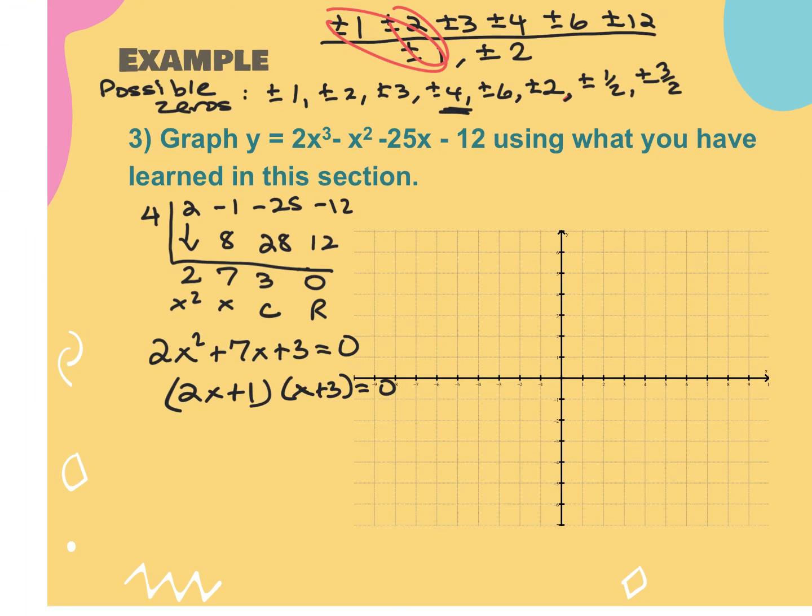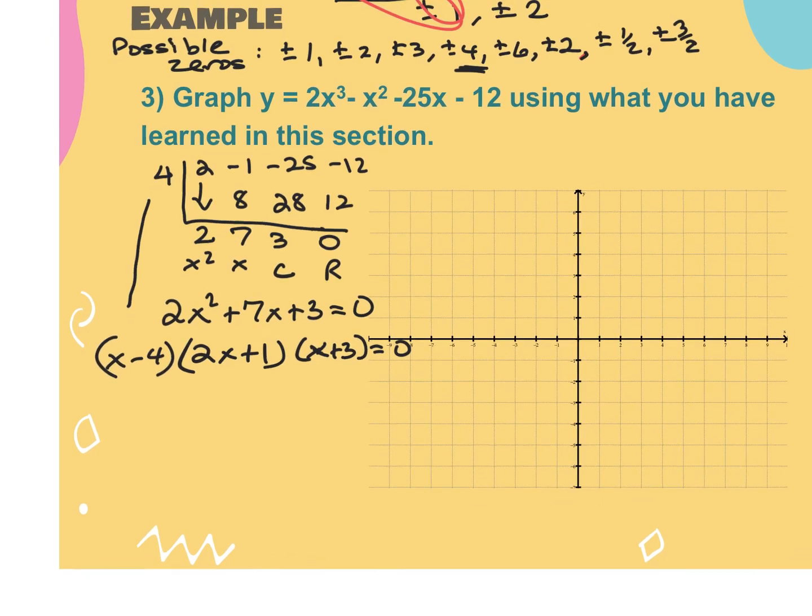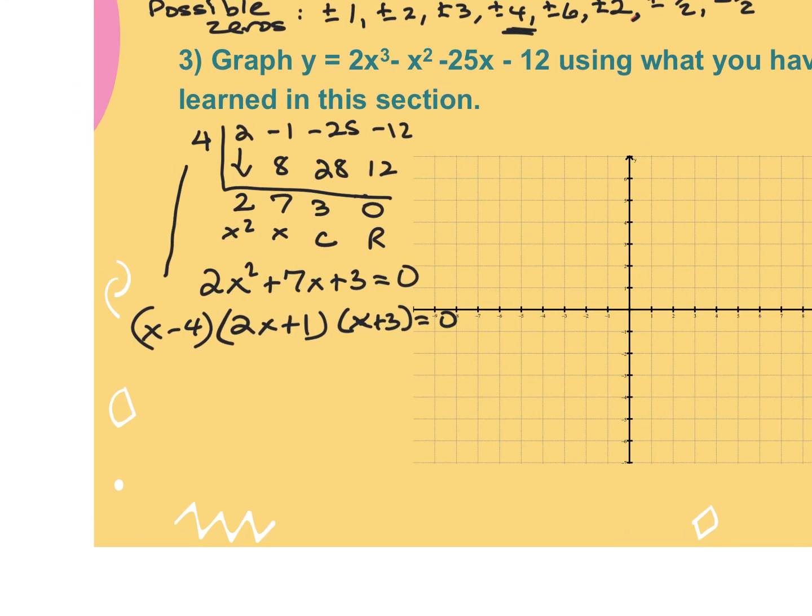Now, also remember the 0 that we used, this we could also write as a factor. It's x minus 4. So if you're ever asked to list the factors, this would be the factors of that polynomial. However, it wants us to find the zeros so we can graph this. So I set each of my factors equal to 0.